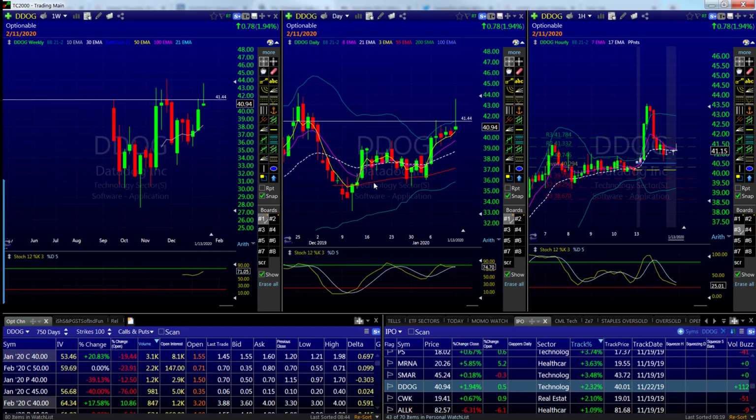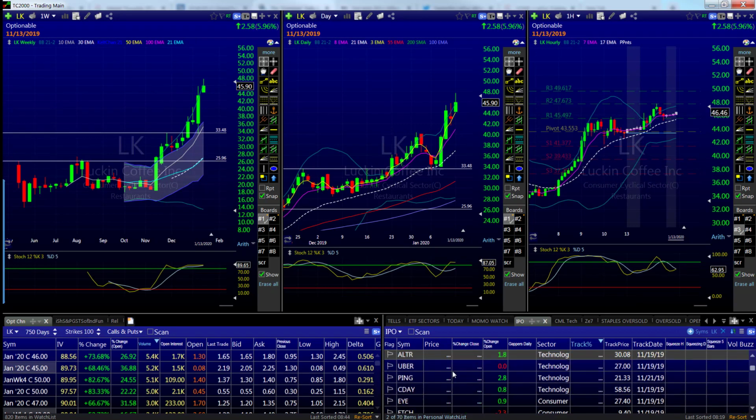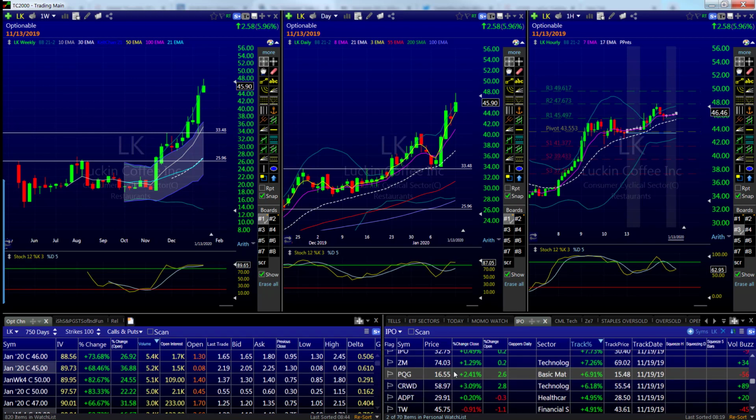Datadog, we talked about this in the room as well. It has stayed above the 55 and the moving averages. It's just way slow. The big thing for me is this is the IPO high. It needs to get and stay above. Then potentially it can turn into an LK. Again, needs to get and stay above the high IPO price. So that looks productive.